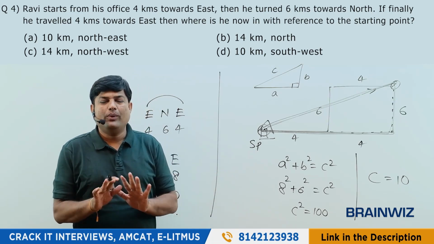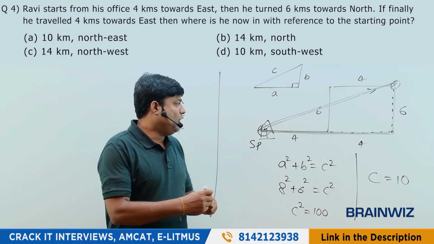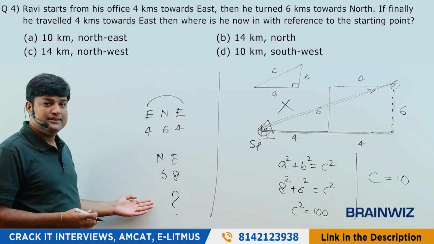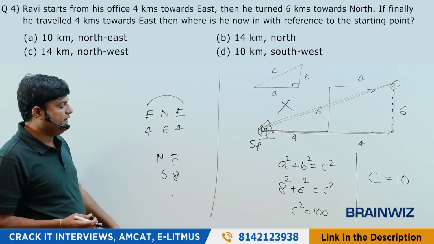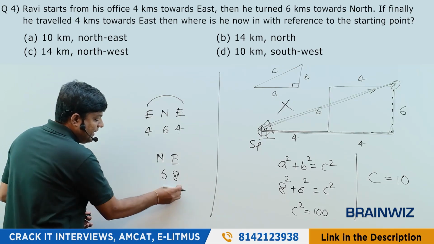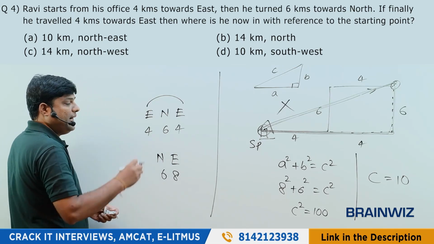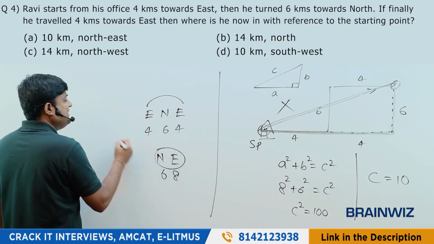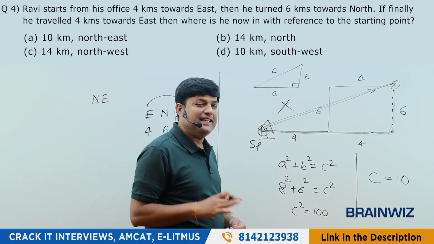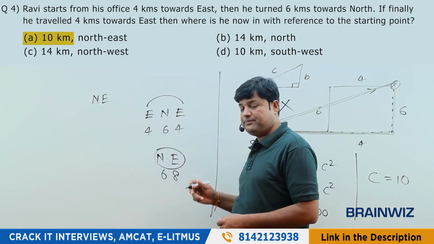But one thing, let me be clear. If you are not interested in this diagram method, back to basics. There's nothing to lose here. Let's try to check it out here. Northeast, whenever two directions are left, you have to believe this itself is the answer. Don't do anything. Declare it as an answer. This is the answer. Northeast.